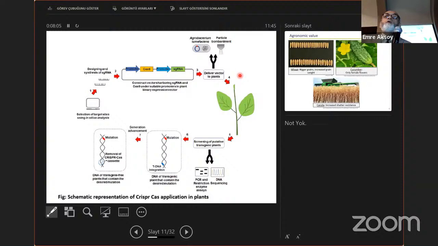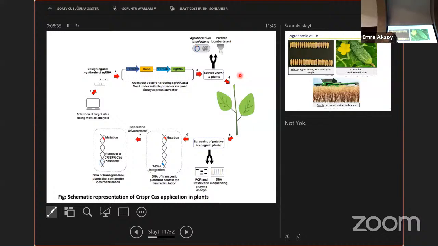Then we have the putative plants. The next step is screening of the putative transgenic plants. It also contains two steps. First is the PCR and restriction enzyme analysis. The other is the plants of the next generation that contain the desired trait.